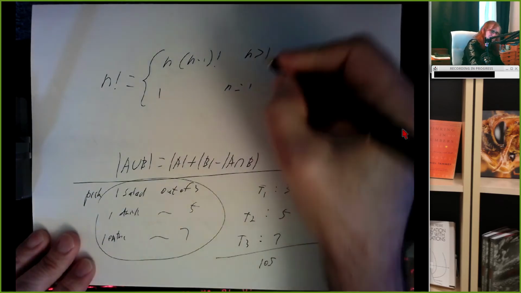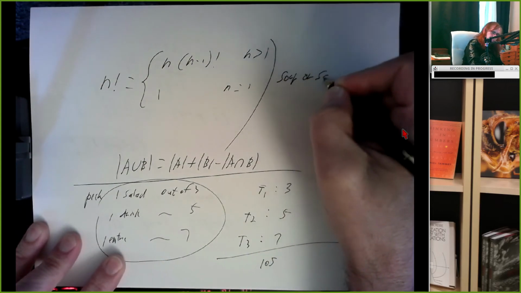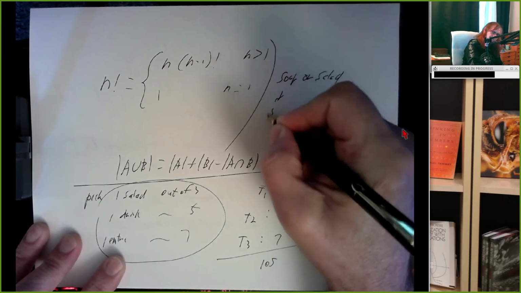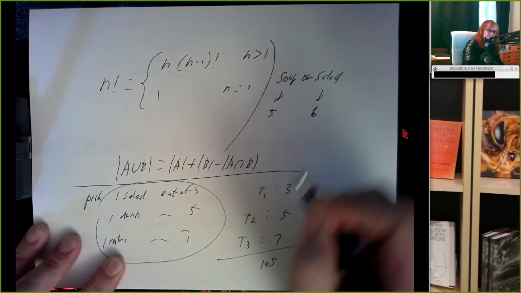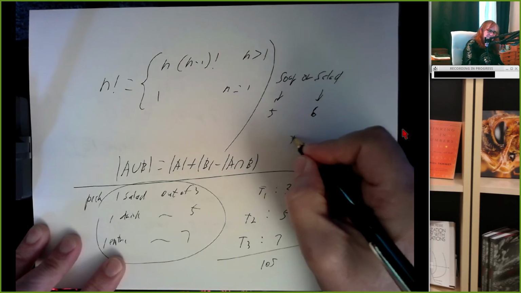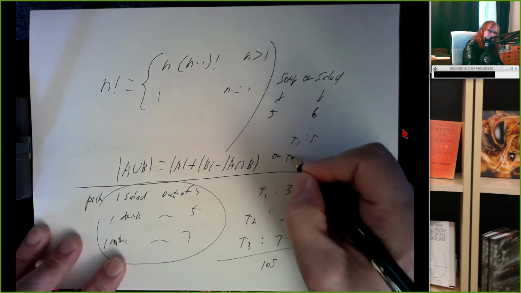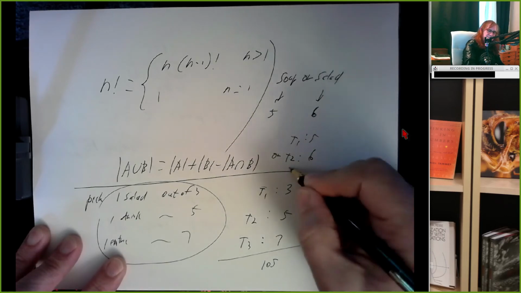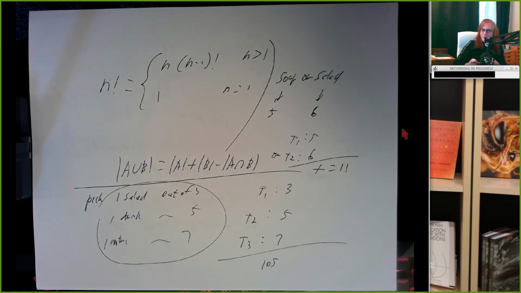A sum rule would be, you know, choose a soup or salad. And there's 5 soups and there's 6 salads. So here I'm going to perform either task 1, which is to pick a soup, or I'm going to do task 2, which is to pick a salad. So we add those together and we get 11. That's the sum rule.